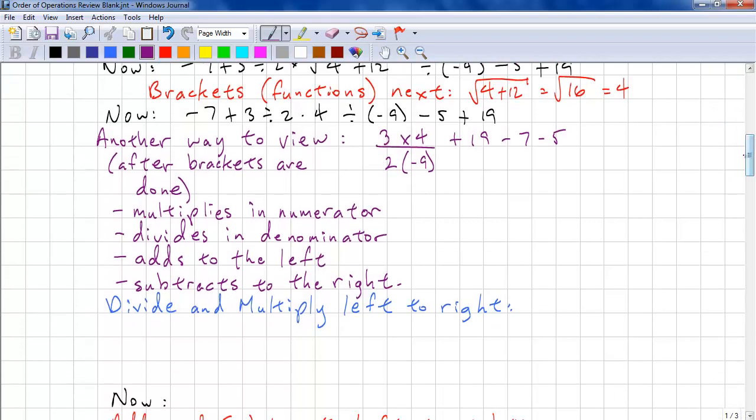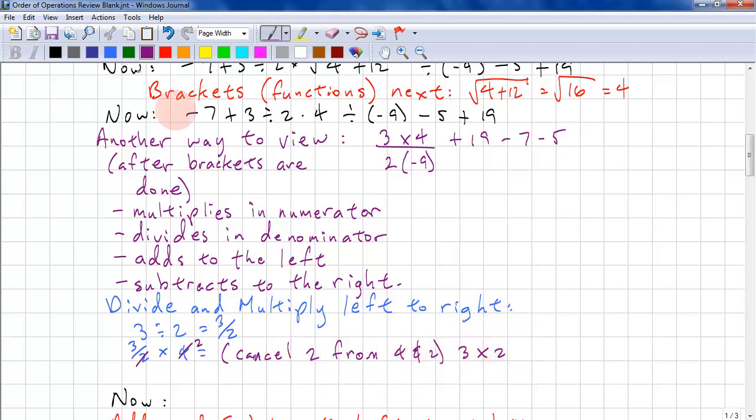However, right now we're going to continue with the old way. So we're going to calculate this term first. 3 divided by 2 can just be written as 3 over 2. It's 3 over 2 times 4. We now cancel a 2 from the numerator and a 2 from the denominator. So 4 divided by 2 is 2. This means we have 3 times 2. And that's equal to 6.